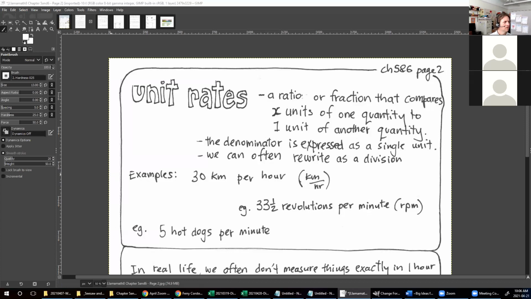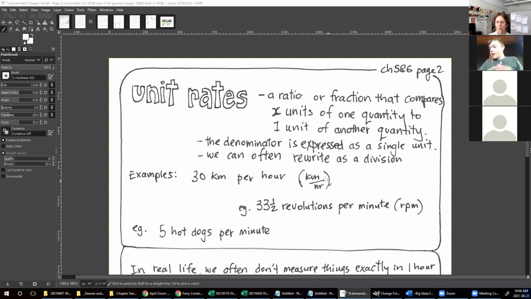I just want to make sure everyone's added. Perfect. So the denominator, the bottom number, is expressed as a single unit. So it'll be 1 hour, and we can often rewrite this as a division. And I'm going to show you how we can deal with that.